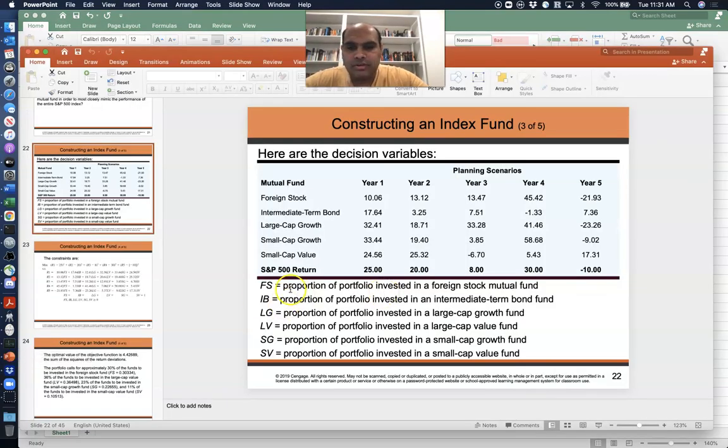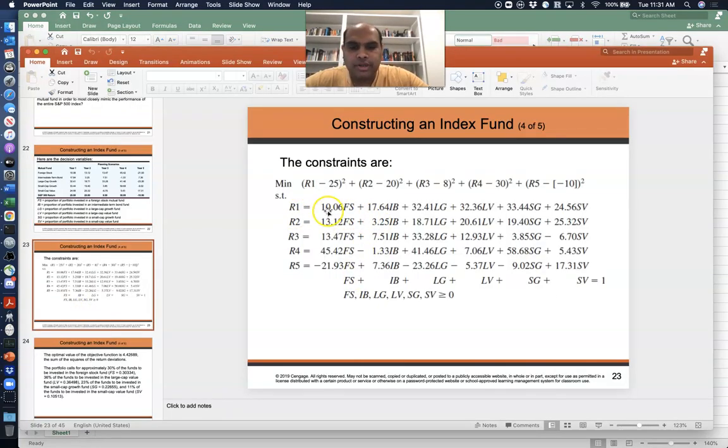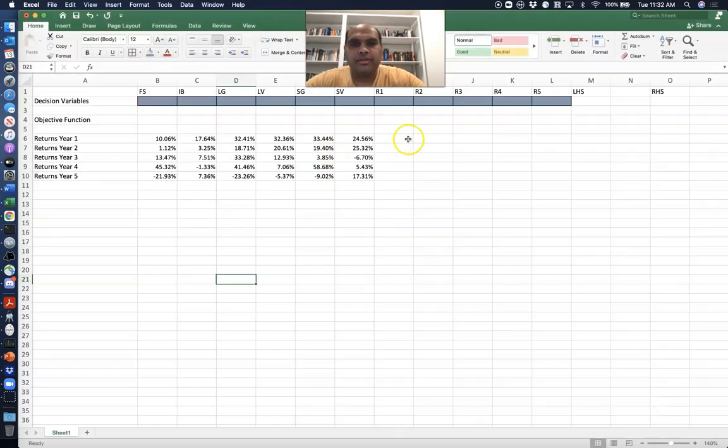If you look at the constraints, the constraint says R1 equal to 10.06 times FS, and so on. So we have the returns for year 1, but as you know, I don't like having any decision variables on the right hand side of the constraint. I like having them all on the left hand side. So another way of writing this is I can move the R1 over, so all of this minus R1 equals 0. That's the other way to write the constraint.